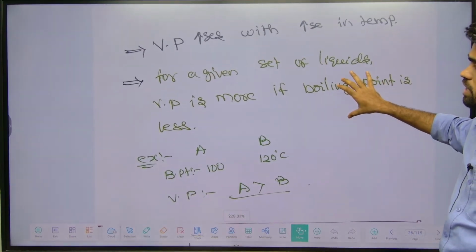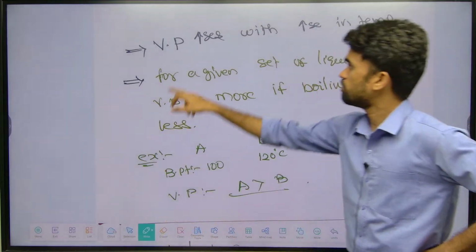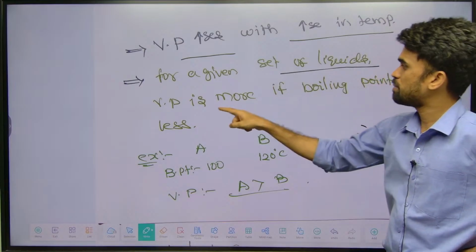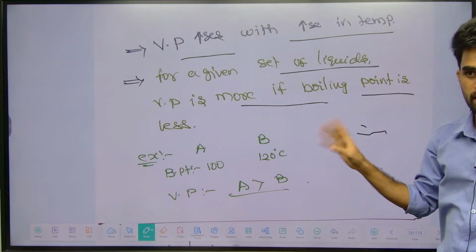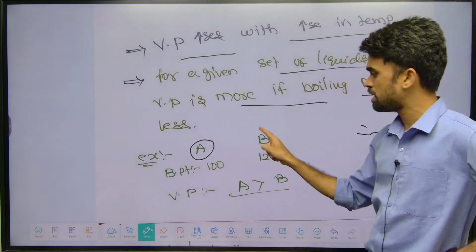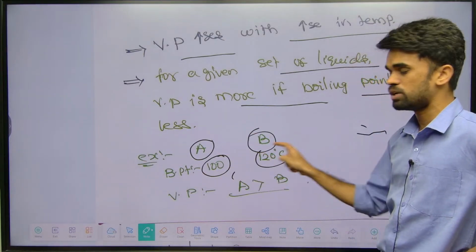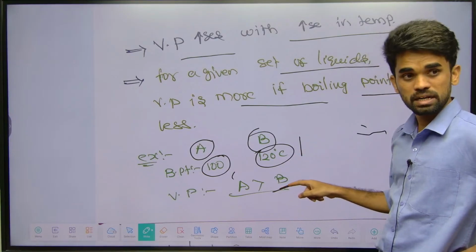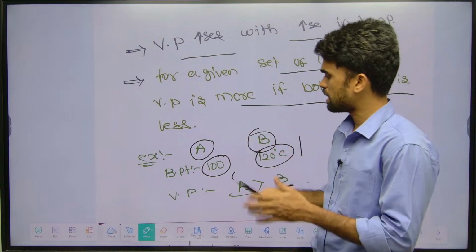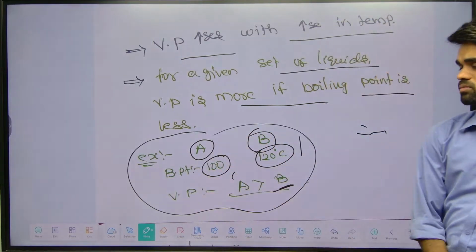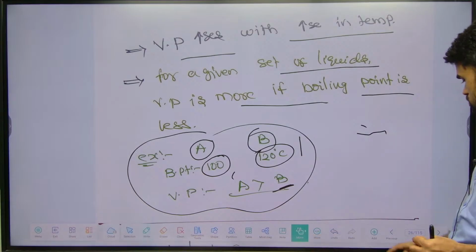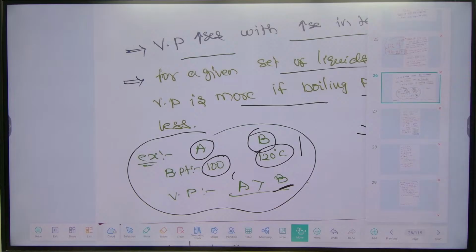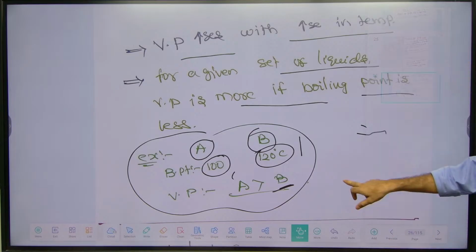See, once read these lines, already we discussed. Vapor pressure increases with the rise in temperature. For a given set of two liquids, vapor pressure is more if boiling point is less. Yes or no? So I am giving liquid A, B with boiling point 100 and 120. So more boiling point, less vapor pressure. So less vapor pressure. Clear everyone? Okay. So you can directly write this example. Okay. Done up to here everyone?